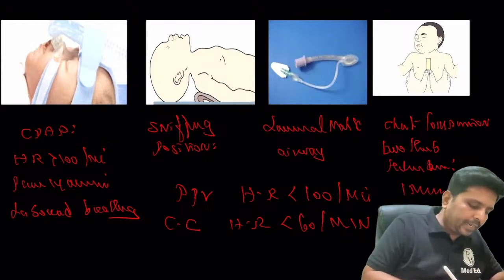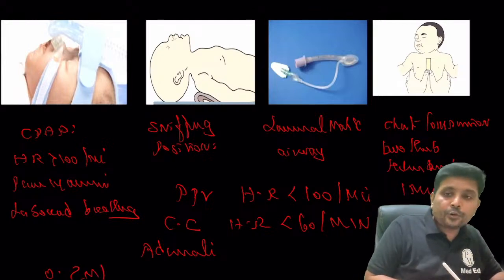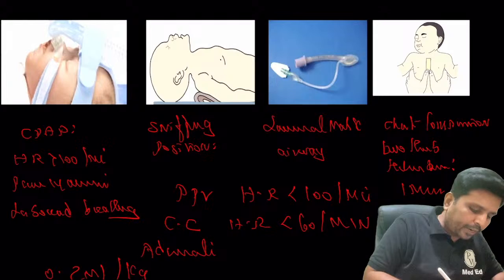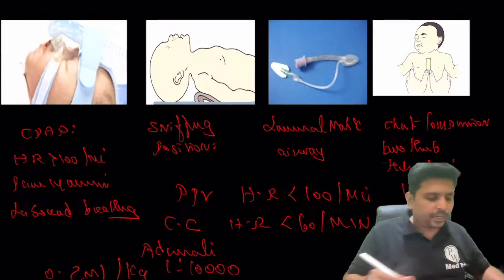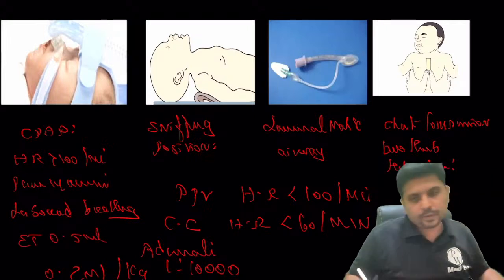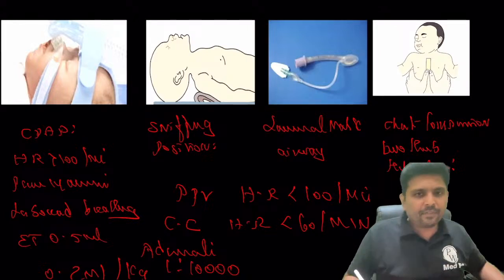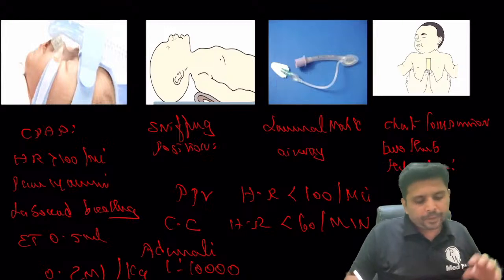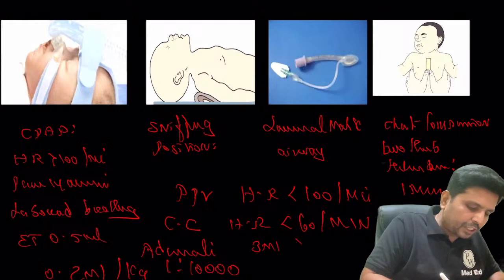When you will give adrenaline, what is the dose of adrenaline? It is fixed right now, 0.2 ml per kg of 1 in 10,000 adrenaline. For the ET tube, it is 0.5 ml of adrenaline. For umbilical vein adrenaline, 0.2 ml per kg of 1 in 10,000, along with a 3 ml saline flush.